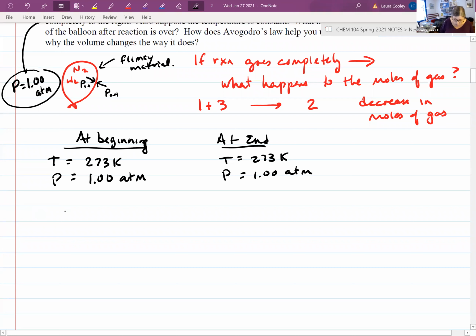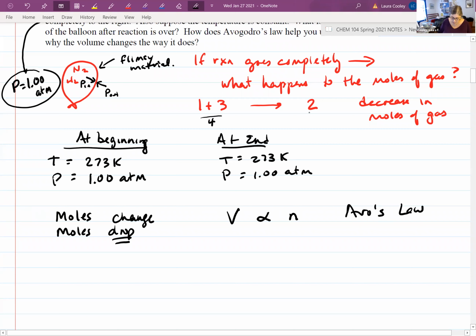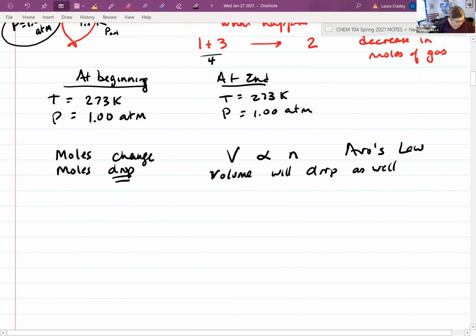And as the number of moles changes, we know that the volume is proportional to the number of moles. This is Avogadro's law. So as the moles drop, because you have 1 plus 3, you have 4 at the beginning, then you have 2, the volume will drop. So we're expecting that this balloon will shrink a little bit, actually by half. So the volume will do that as well.